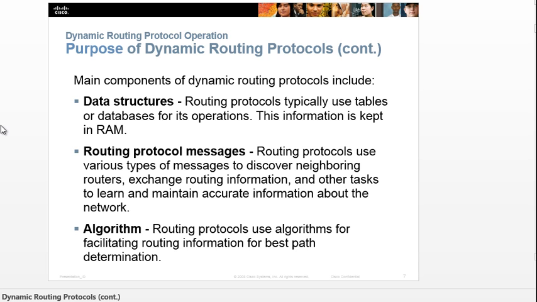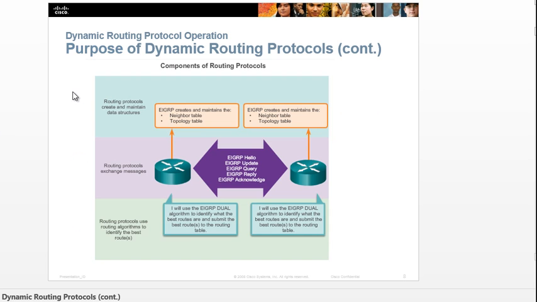Then finally, all of the different routing protocols are going to have some kind of algorithm they use to determine the best path. If things are being done automatically, then the best path needs to be automatic as well. So there's going to be some sort of algorithm that each of the different routing protocols are going to use to figure out how to compute that best route.